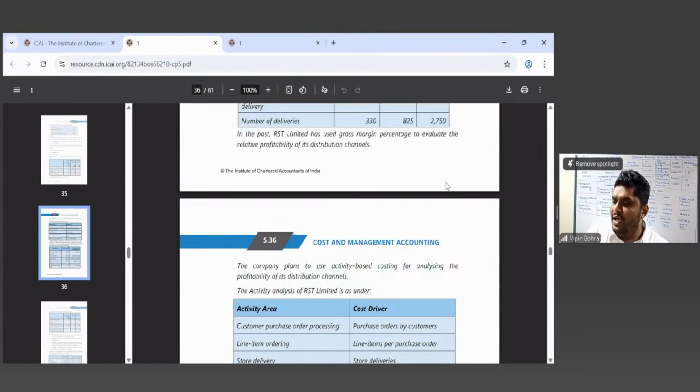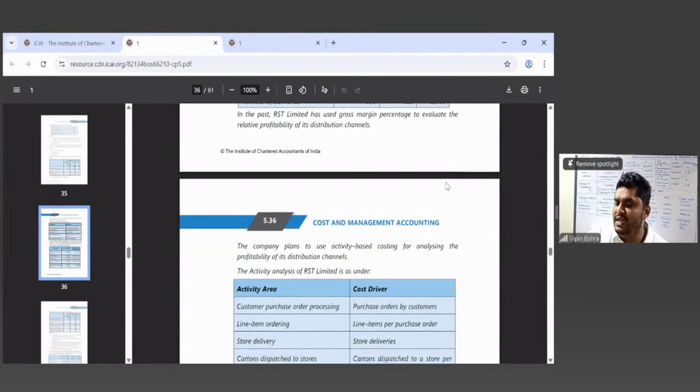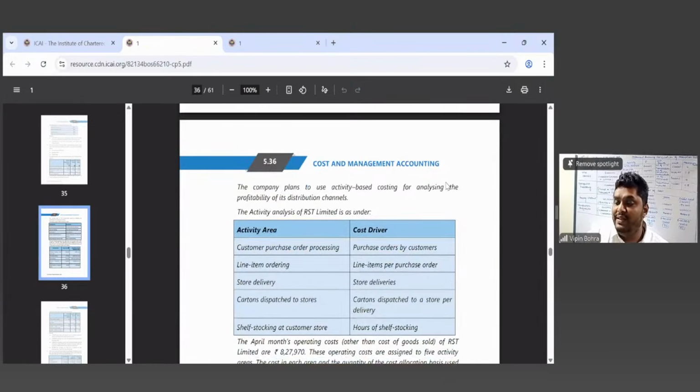In the past, RST Limited had used gross margin percentage to evaluate the relative profitability of its distribution. Now the company plans to use activity-based costing for analyzing the profitability of its distribution channel. So now they are planning to switch to activity-based costing. The activity analysis of RST Limited is as under, wherein the activities, there are 1, 2, 3, 4, 5. Total 5 activities are there.